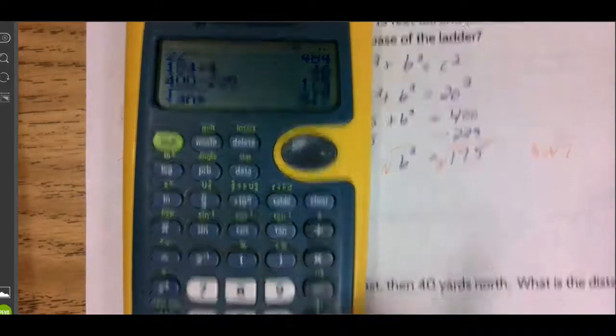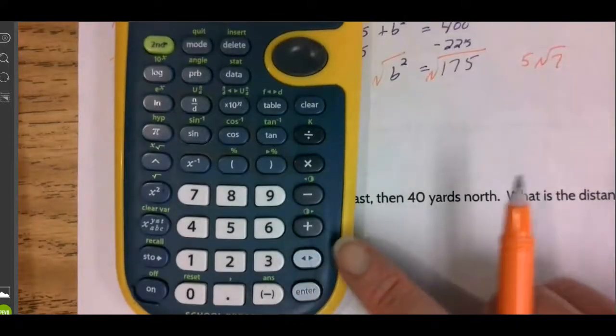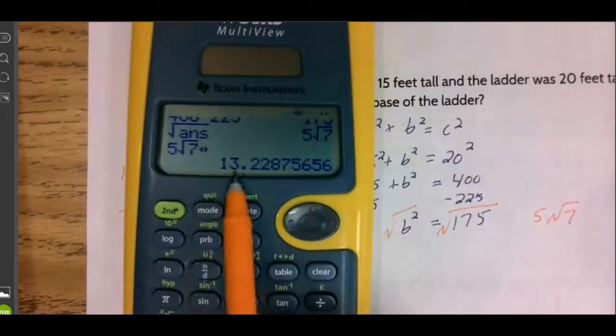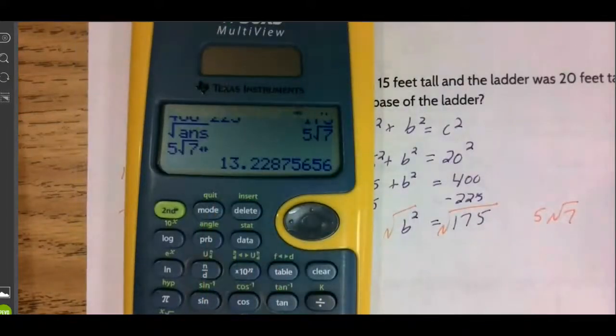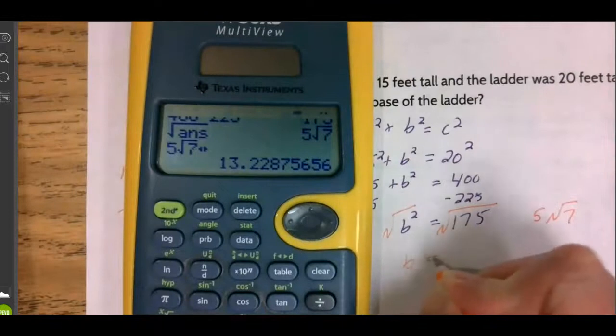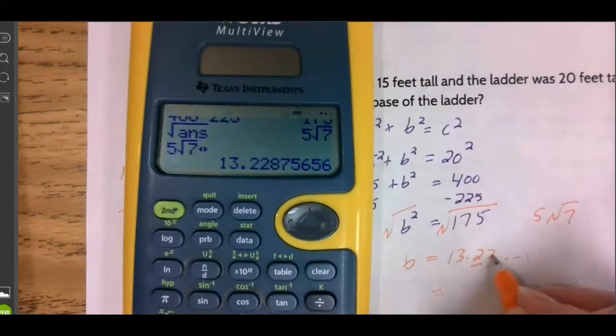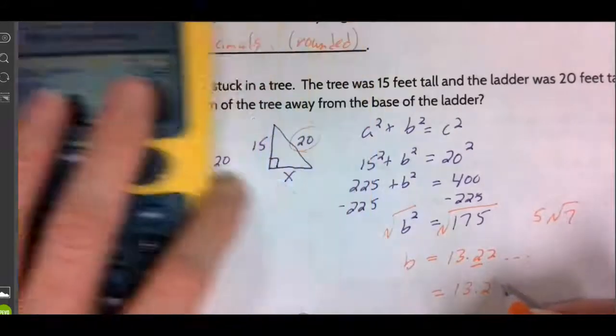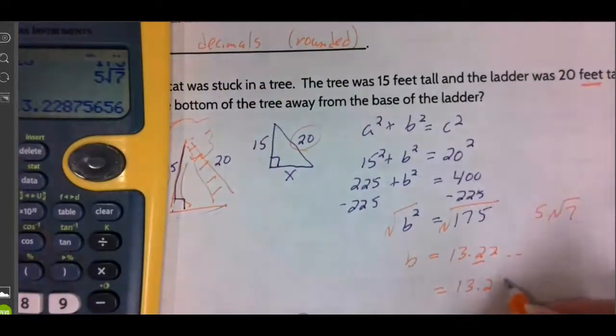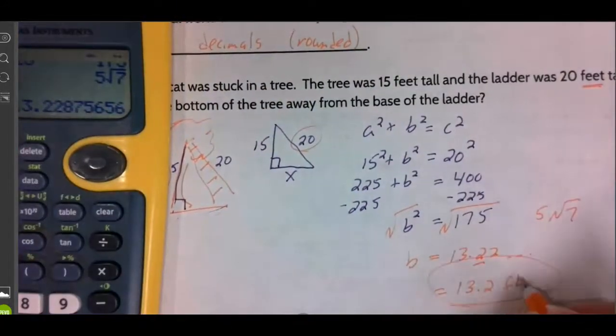But we want the decimal of that, so we're going to hit this little button right down here. And it's going to give us 13.228 and so on. Let's round it to the nearest tenth. We don't need to know the rest. 5 or above, give it a shove. 4 below, let it go. So let's let it go. And what were our measurements? Feet.